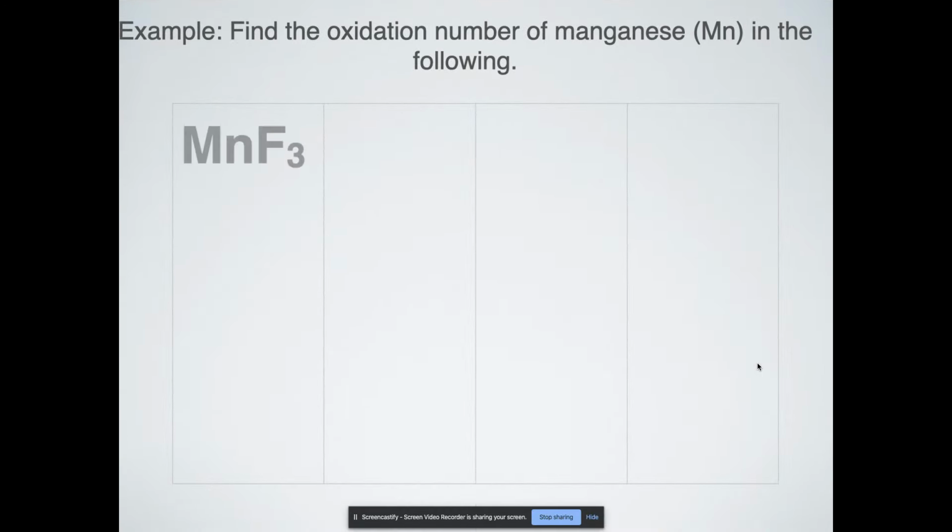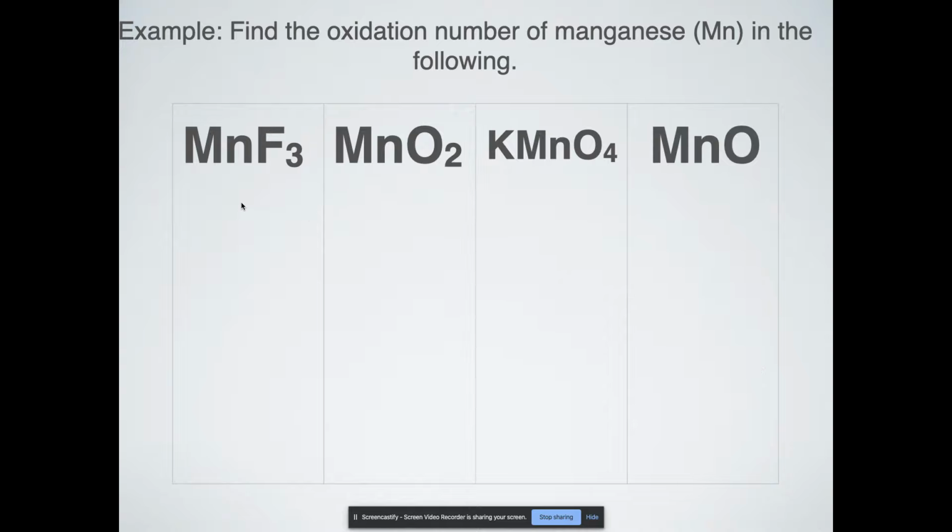Let's do one last set of examples with manganese. So we've got manganese in multiple forms here. Let's take a look at just the manganese. So remember, fluorine is always a -1. That means that that's a -3 overall. That means that's a +3. Here we have our -2. That means it's a -4. That means this would have to be a +4. Over here, we have a -2. That's -8. This is a +1. That means this has to be a +7.